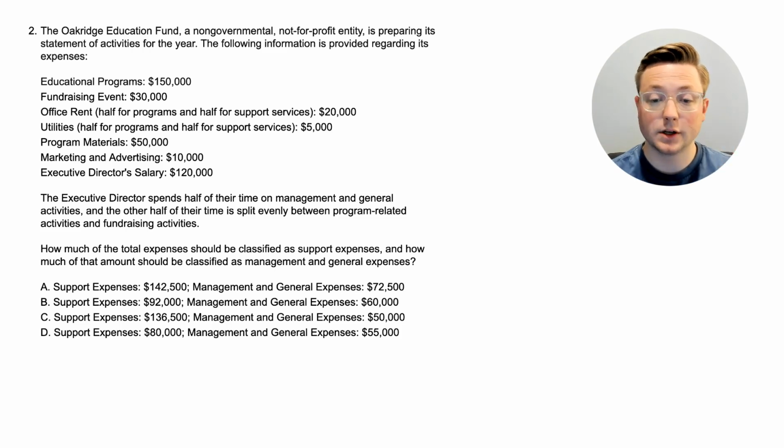They spend half of their time on management and general activities. The other half of their time is split evenly between program-related activities and fundraising activities. So if you think about that, 50% of their time is on management and general, 25% of their time is on program-related, and 25% is on fundraising activities. Now, how much of the total expenses that we just went over should be classified as support expenses, and how much of that amount should be classified as management and general expenses?